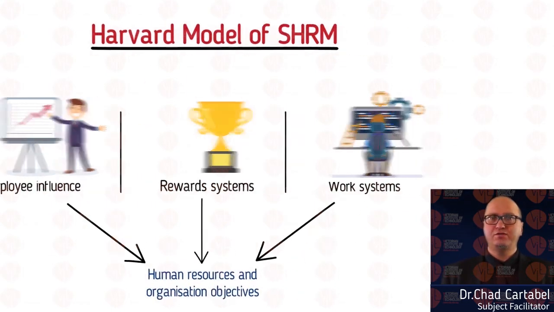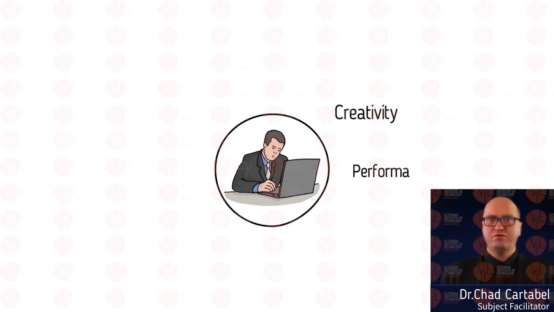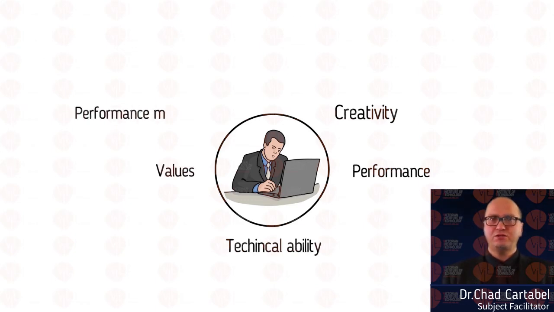The Harvard model of human resource management emphasizes the fact that the whole resource of the employee needs to be tapped. That means the creativity, the performance, the technical ability, the values, the performance measures, all of this needs to be involved, not just the technical ability of an employee. Otherwise, we are missing out on certain aspects of employee competencies that we will not be able to perform with.